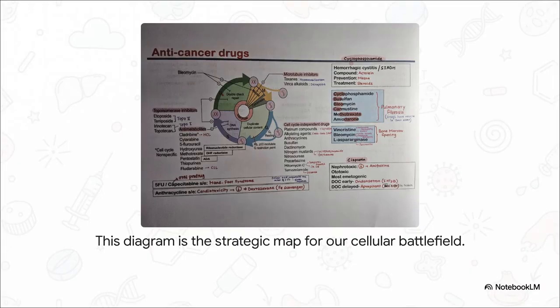Now, this diagram might look a little intense, but for what we're doing today, I want you to think of it as a strategic battle map. It shows the entire life cycle of a cell. This is the battlefield where the fight against cancer happens. Every single phase, every arrow is a potential target. We're going to use this map to figure out the enemy's moves and our best strategies for attack.